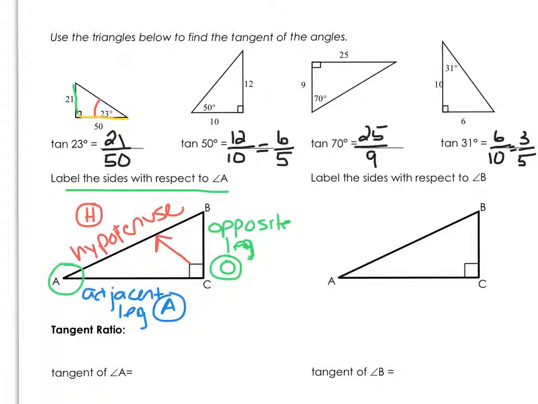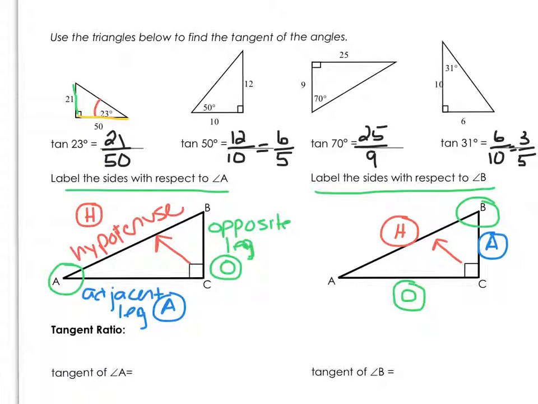So now we have to do the same thing in the other triangle, except we're labeling the sides with respect to angle B. So clear on the opposite side of B, that's going to be the opposite leg. I'll just abbreviate it an O with a circle around it. The leg adjacent to B is going to be that leg that's touching B. So I'm going to call that A for adjacent leg. And then we know that the side opposite the right angle, that's called the hypotenuse. So I'm going to be calling that H.